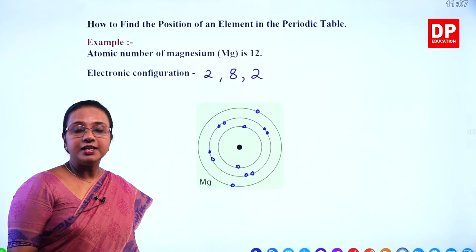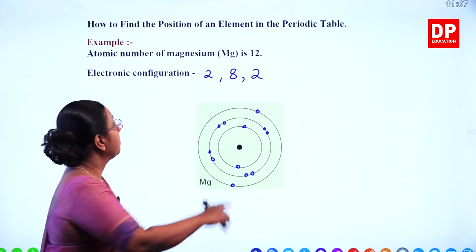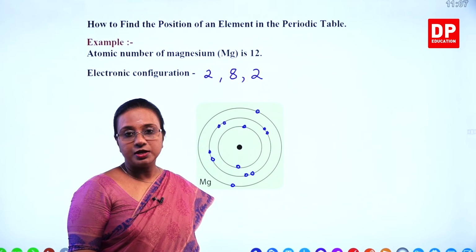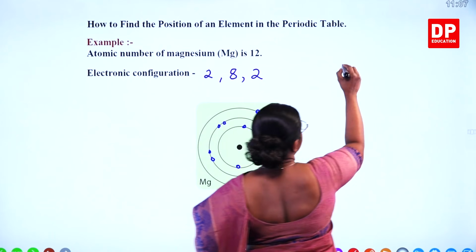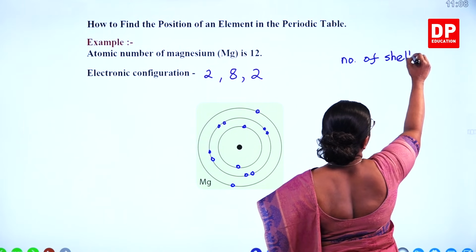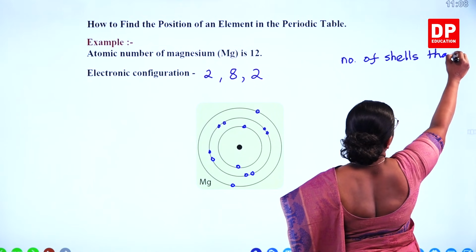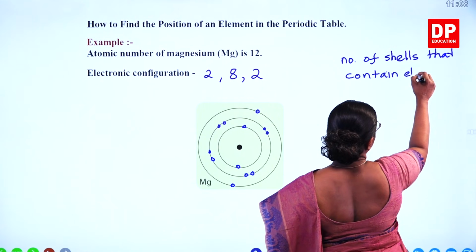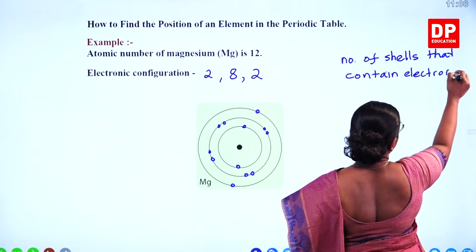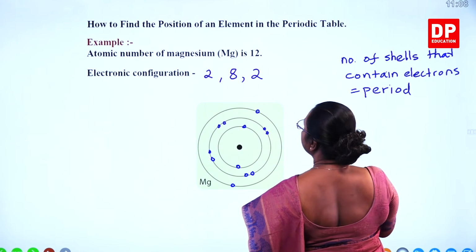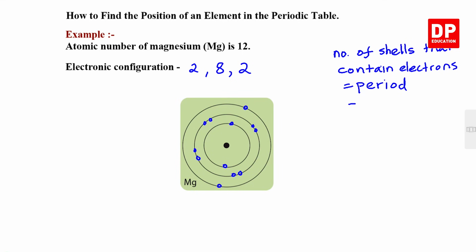So how do we identify the position? The number of shells containing electrons will be equal to the period. So number of shells that contain electrons is equal to period. So here it is period 3.